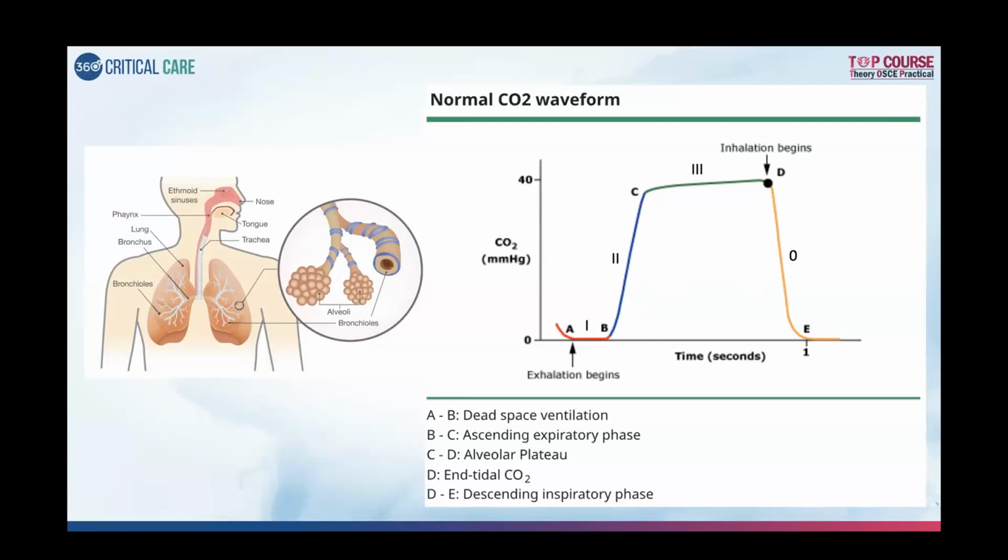B to C represents the ascending expiratory phase, when the individual is expiring, so that gradually the CO2 concentration is increasing. C to D phase is called the alveolar plateau, where there is a small escalating increase of CO2 concentration. And D is the end tidal carbon dioxide. That's what we measure, or that's what we see on the monitor. And then it is followed by the descending inspiratory phase, where the CO2 gradually comes to zero. Okay, so these are the phases of the capnograph.